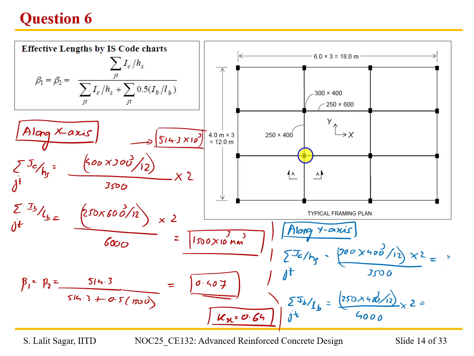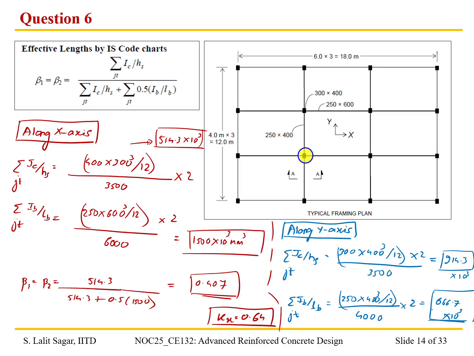914.3 into 10 to the power 3, which I'm leaving because that will get eventually cancelled out in the simplification. And sigma IB by LB is 666.7, 666.7 into 10 to the power 3. Okay, now let me write it here so that those who are solving later on will not get any doubts or get confused.